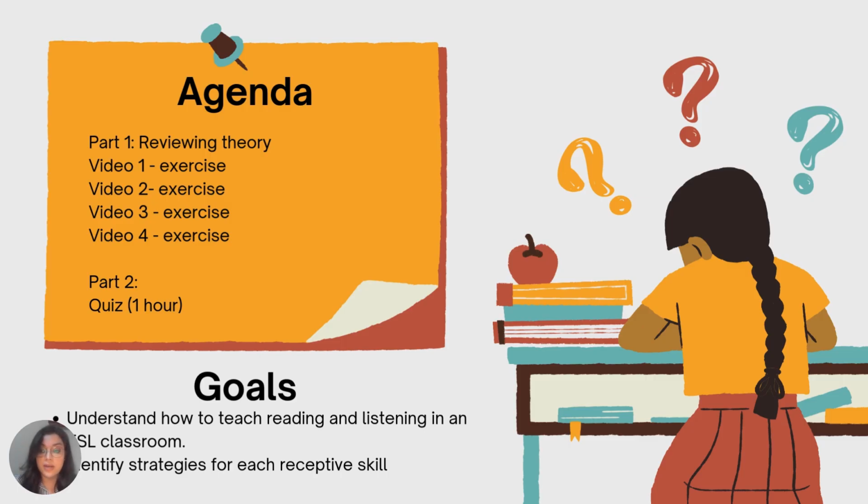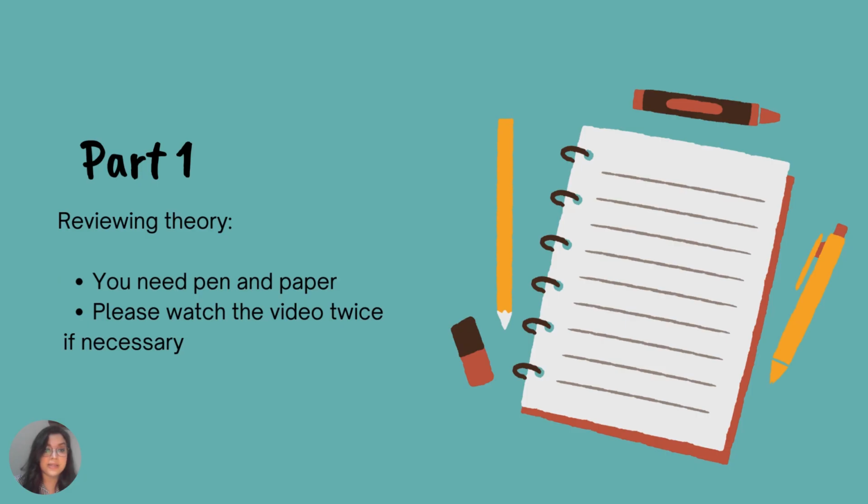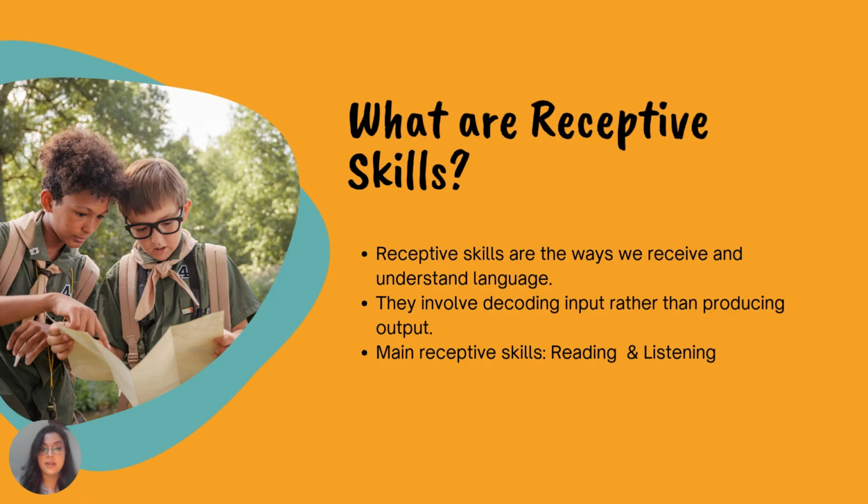This is part one, video one. So let's begin. As you can see here, general instruction. To review theory, you need pen and paper. Please take out your notebook as always and take notes. Please watch the video twice if necessary. Okay? Everybody ready? As I was mentioning, this is video one for receptive skills.